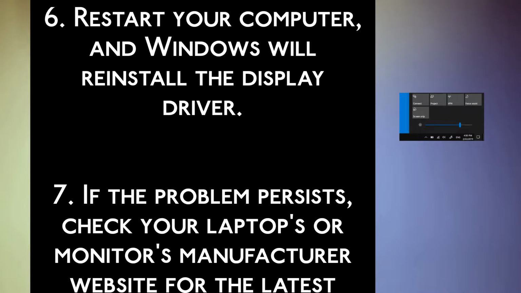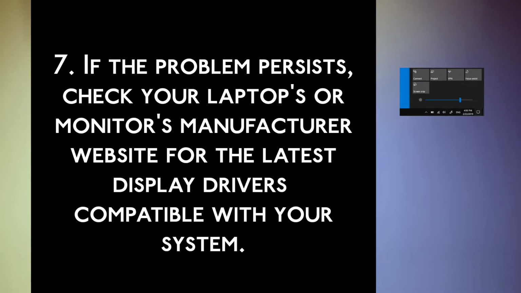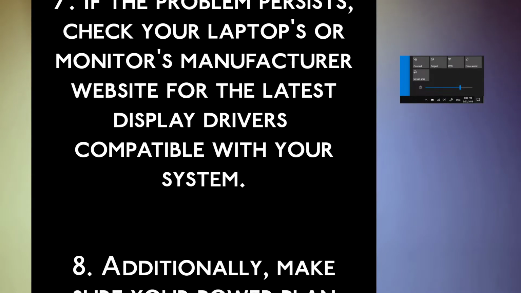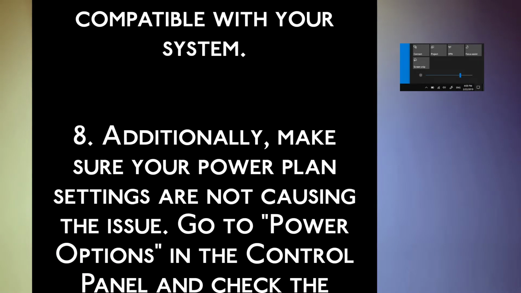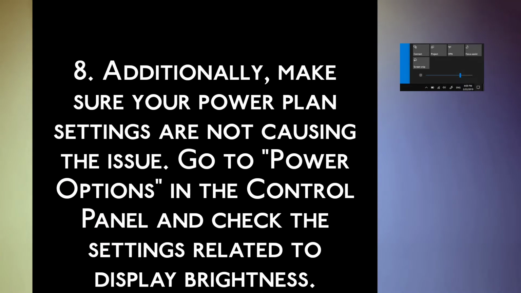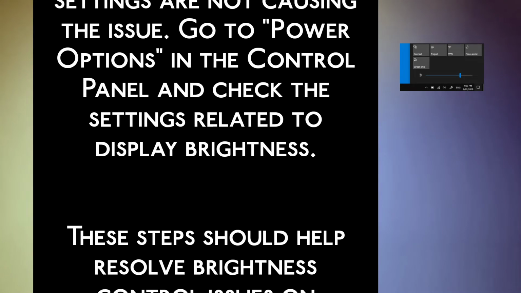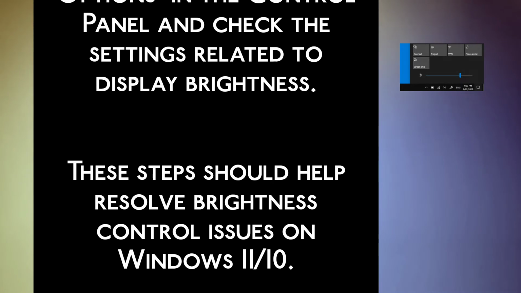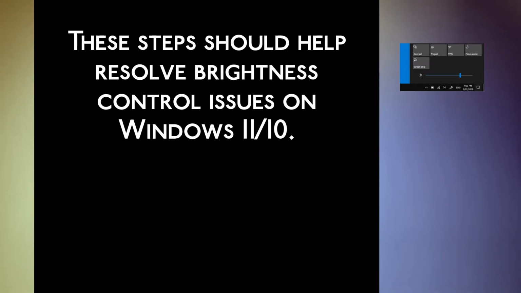Step 7. If the problem persists, check your laptop's or monitor's manufacturer's website for the latest display drivers compatible with your system. Step 8. Additionally, make sure your power plan settings are not causing the issue. Go to Power Options in the Control Panel and check the settings related to display brightness. These steps should help resolve brightness control issues on Windows 11 or 10.